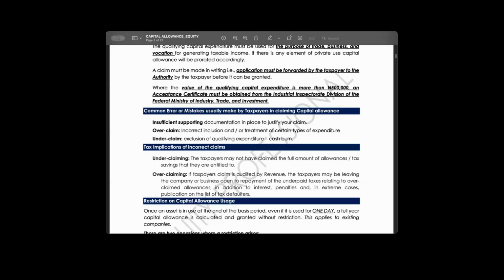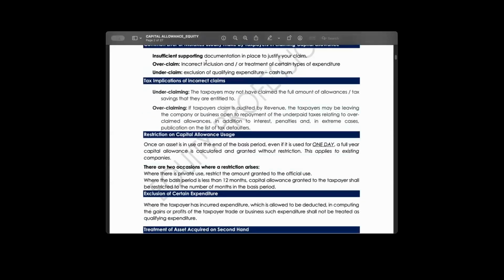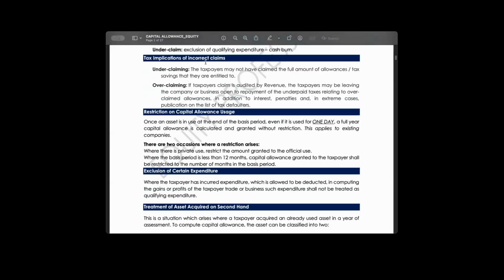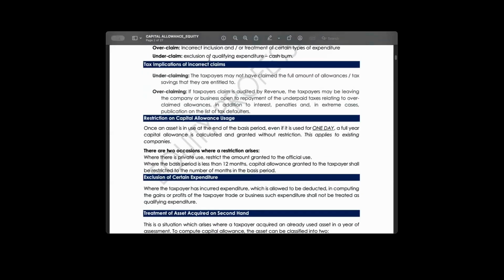Overclaiming. If the taxpayer's claim is audited by revenue, the taxpayer may be leaving the company or business open to repayment of underpaid taxes. And that is that. Restriction of capital allowance or usage.